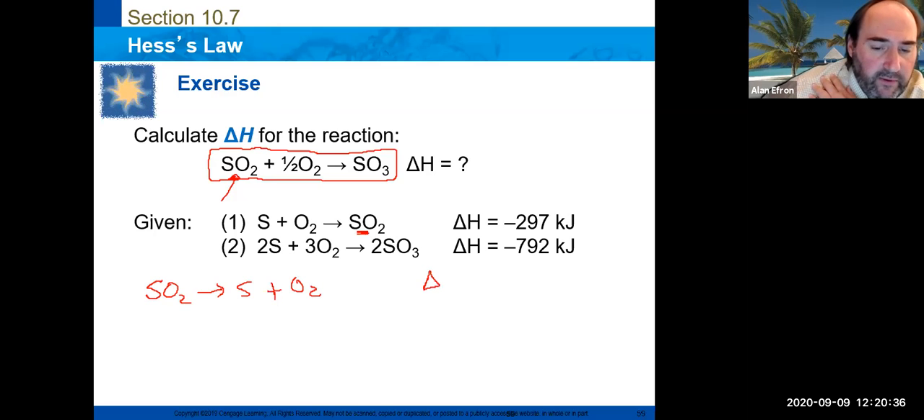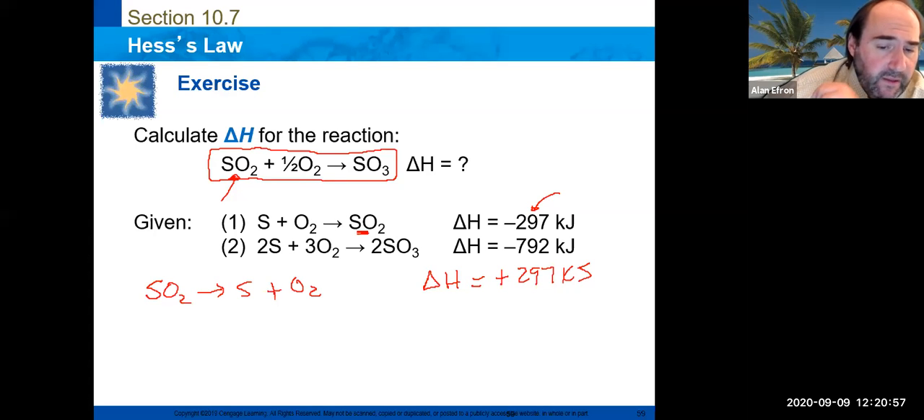Now, when we reverse a reaction, the sign of the delta H will change. It started at negative, and because I reversed it, it will now become positive 297 kilojoules. Any questions on that first step there?